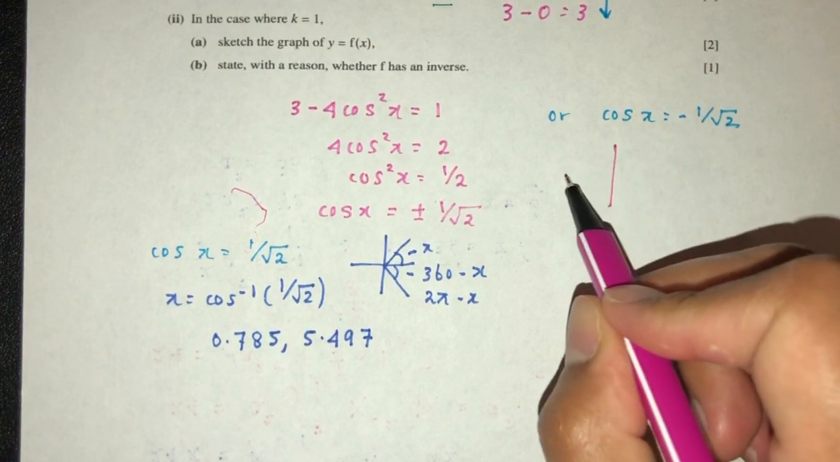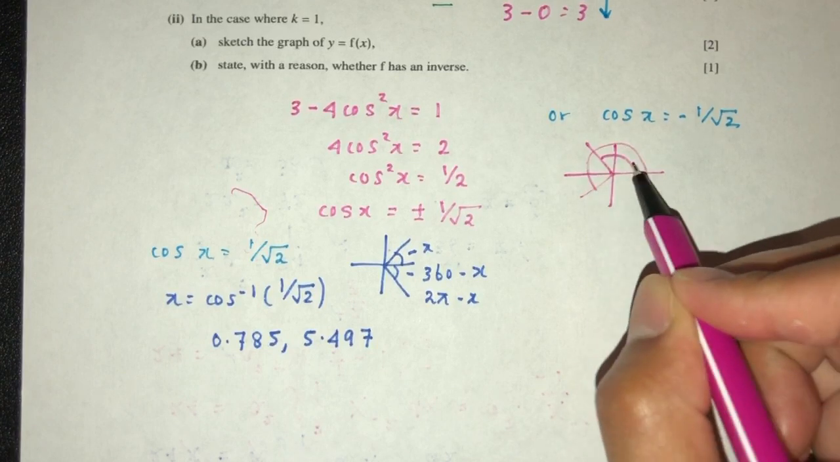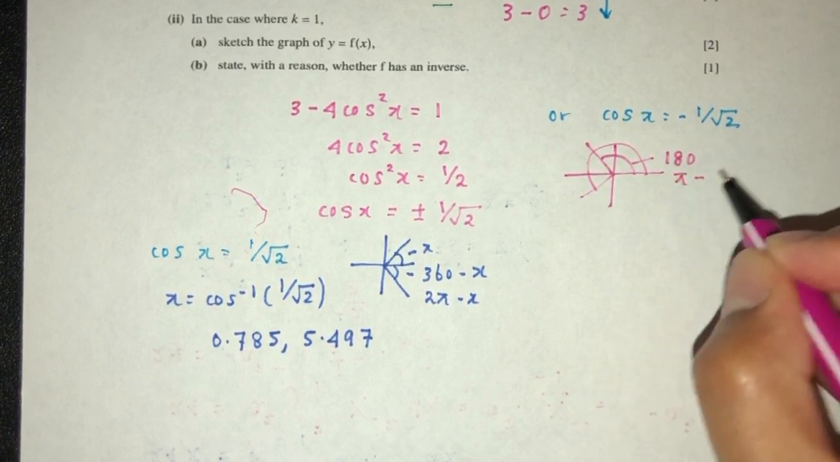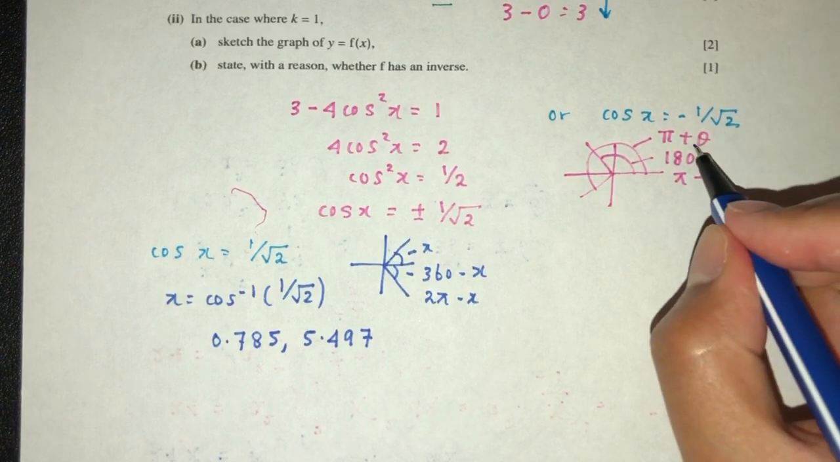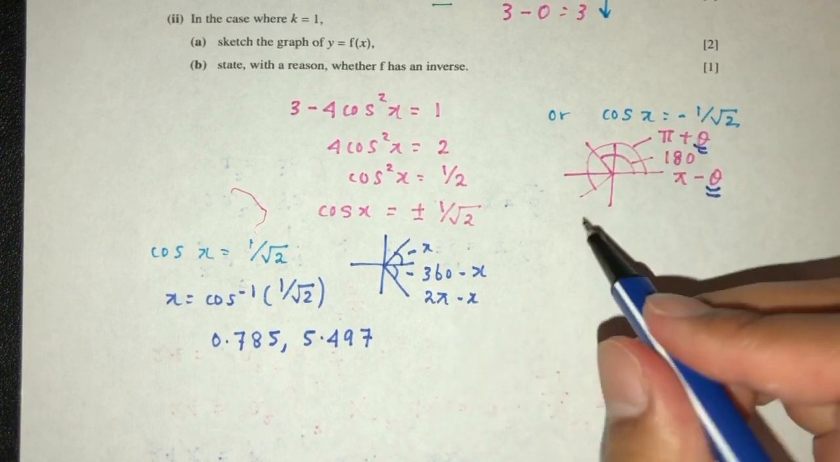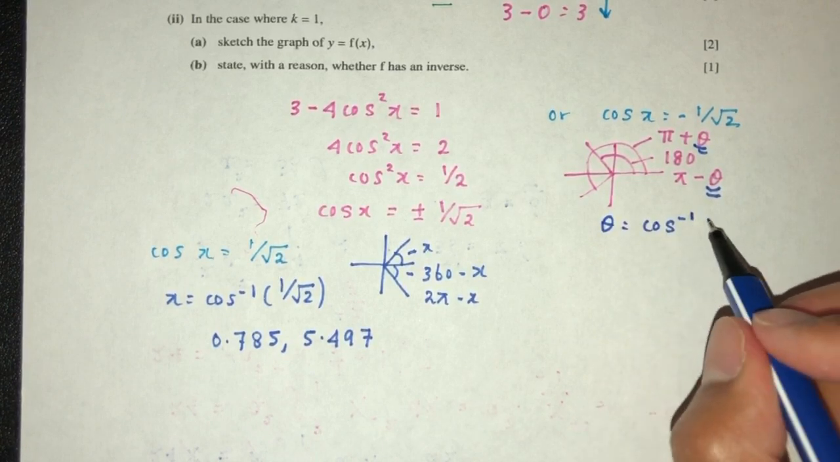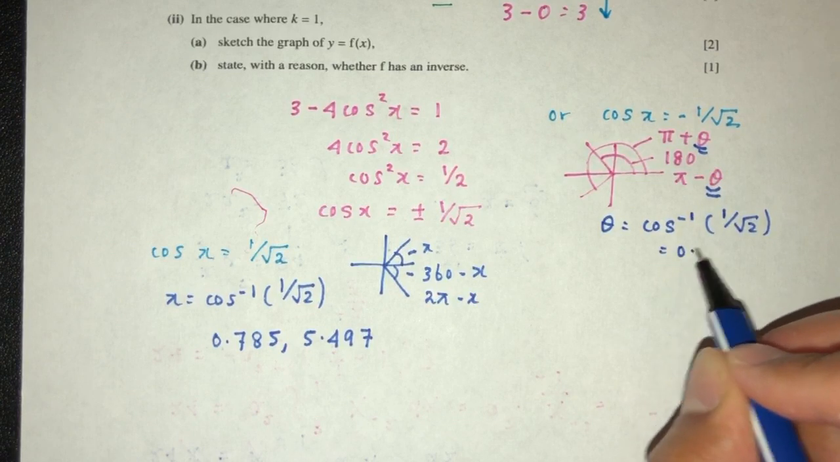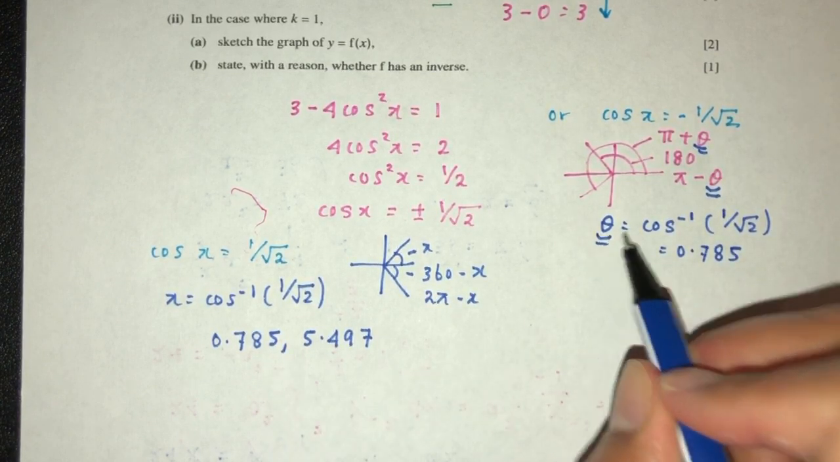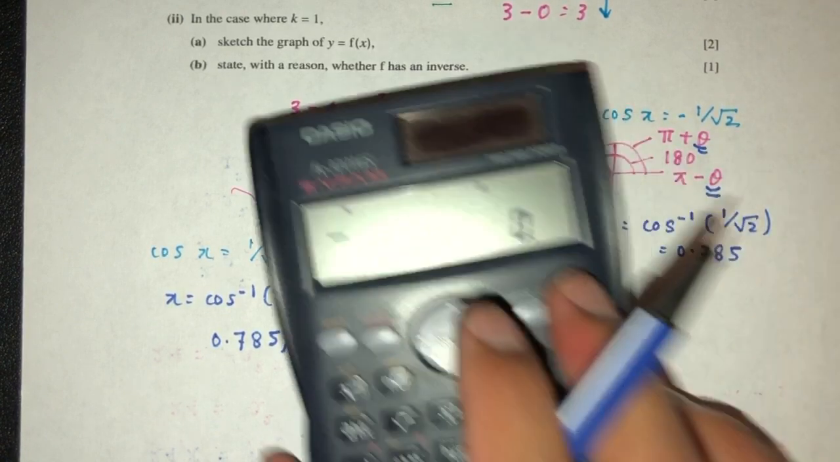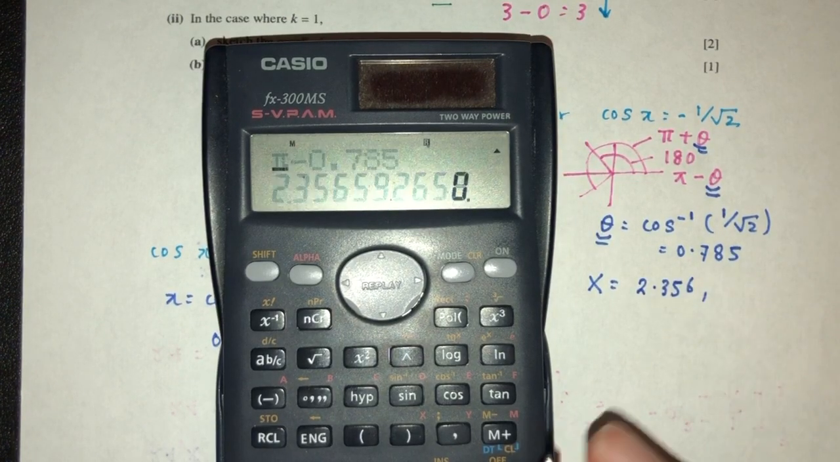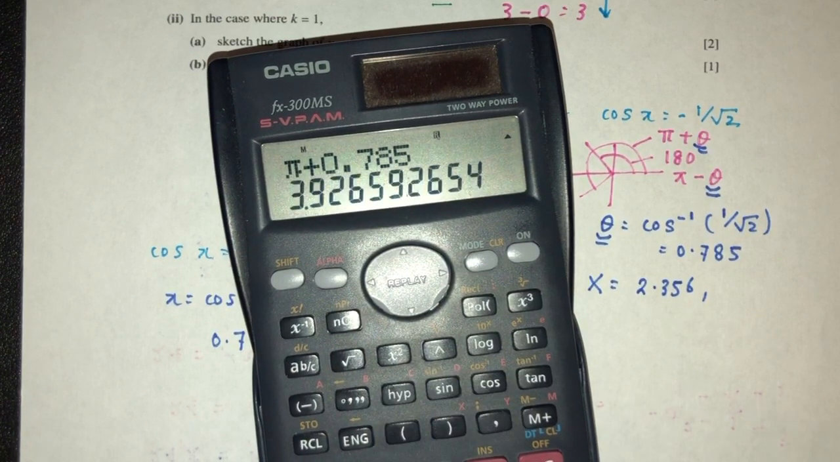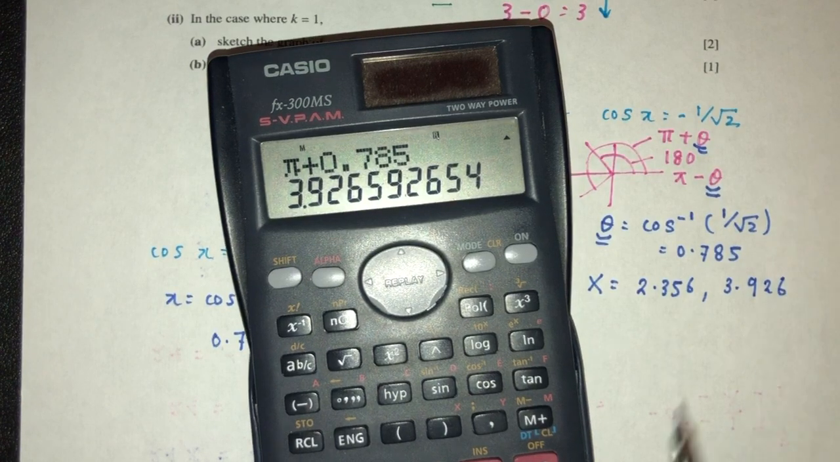Okay, now what else? For this one, if cos is negative, it will be in this quadrant and in this quadrant. That will be the angle of 180, or pi minus theta, and this will be pi plus theta. Now theta is not your answer. The reason why we're using theta is because here it is negative. To find theta, we just find cos inverse of the positive value of this. That will be 0.785 as we have seen here, but theta is not your answer. x will be according to the quadrants. It will be pi minus 0.785, that should be 2.356, or it could be pi plus 0.785, that should be 3.926.